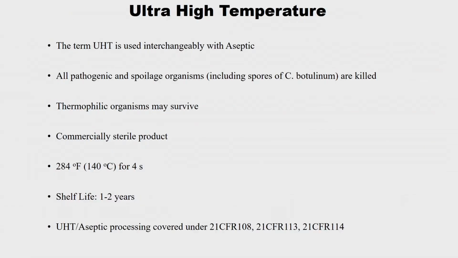So, UHT is also aseptic, and all pathogenic and spoilage microorganisms would be killed, and thermophilic organisms may survive, giving a commercially sterile product, at 284 degrees Fahrenheit or 140 degrees centigrade for 4 seconds. The shelf life is 1 to 2 years. UHT or aseptic processes are covered under the CFR, Code of Federal Regulations. So, if you have time you can check these CFR regulations, where the temperature and time to be maintained and the commercial sterility value, everything is mentioned.